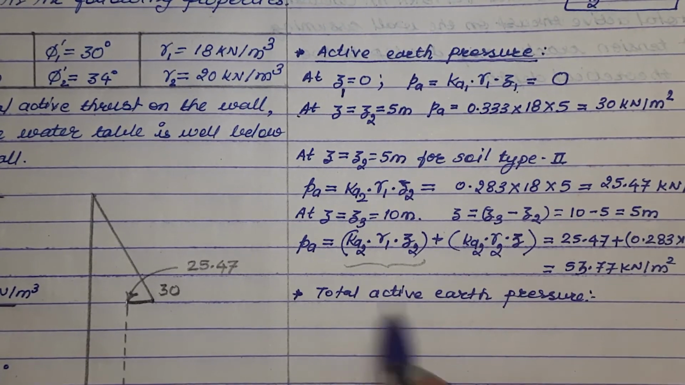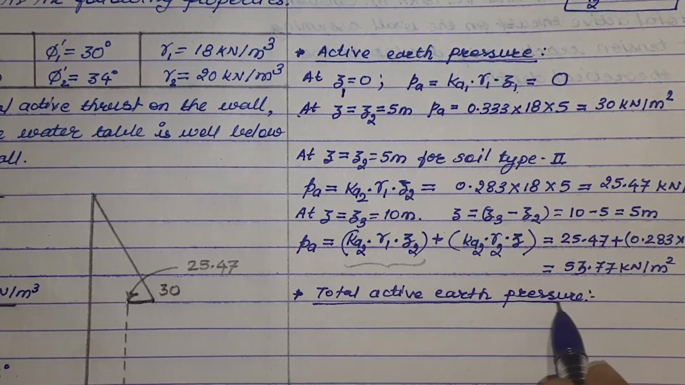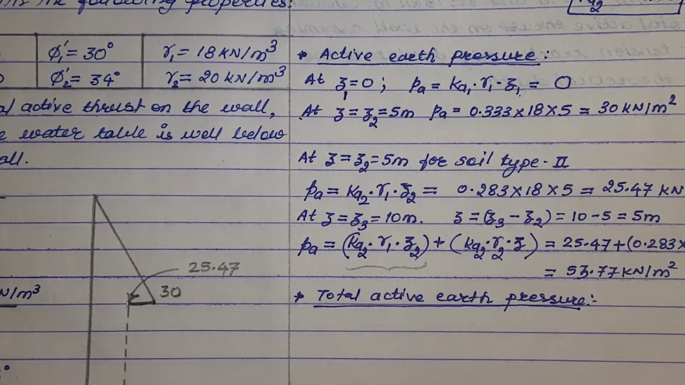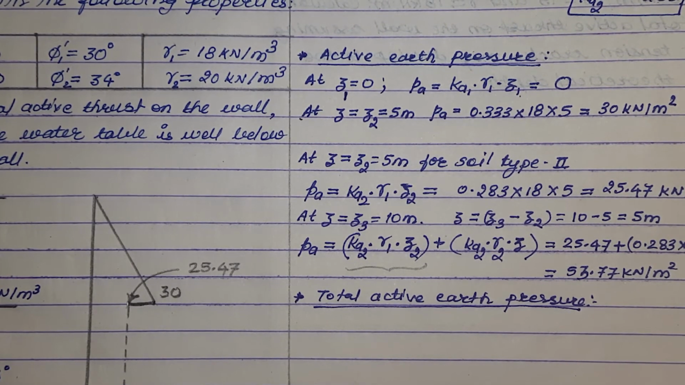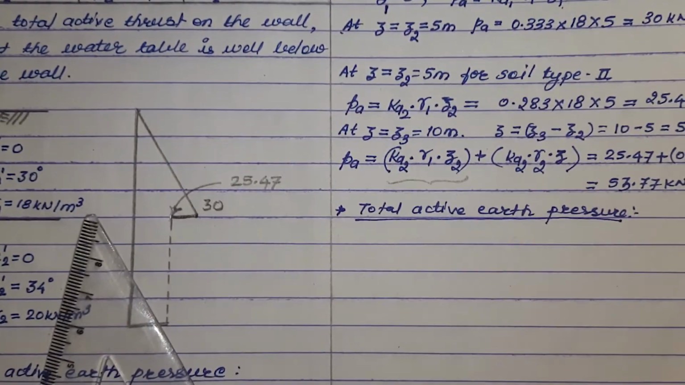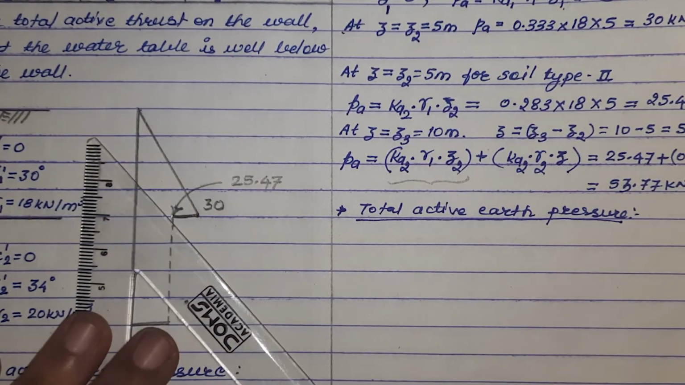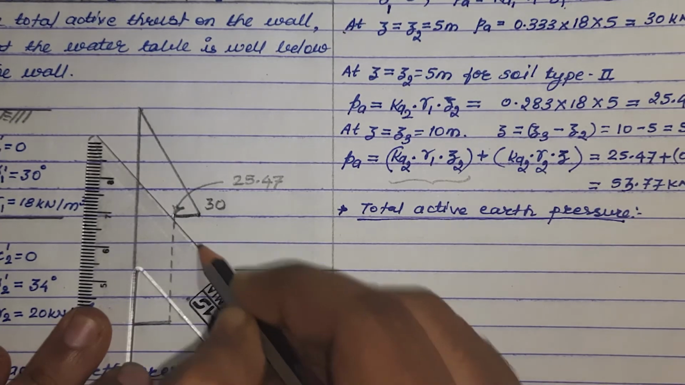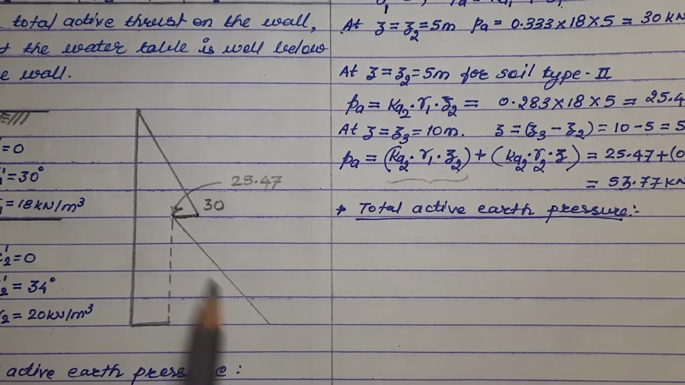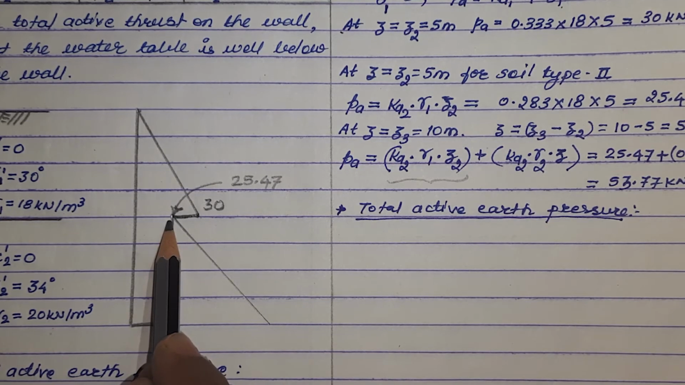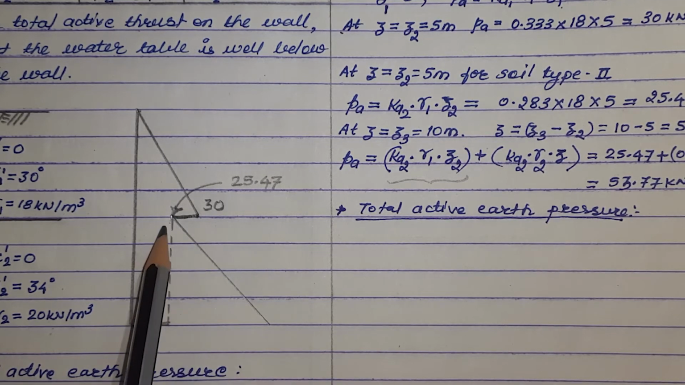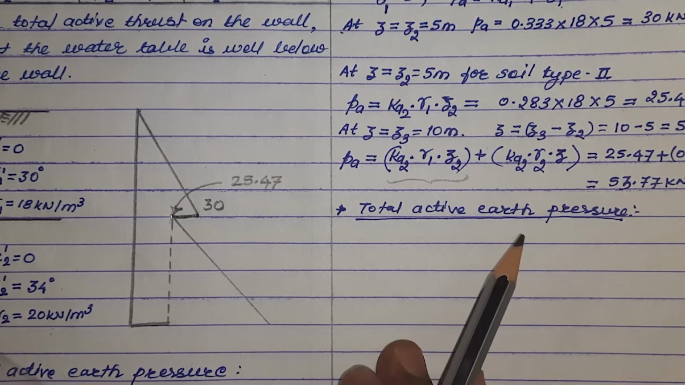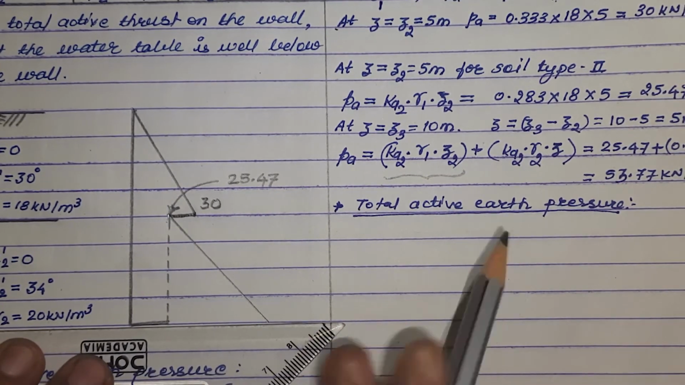This will be determined as the area of the complete pressure diagram. Okay, for that we have to complete our pressure diagram. Let us complete the pressure diagram. This is the end point where we have left the pressure diagram. From this point, we have to draw another triangular distribution and it will reach the base of the wall.